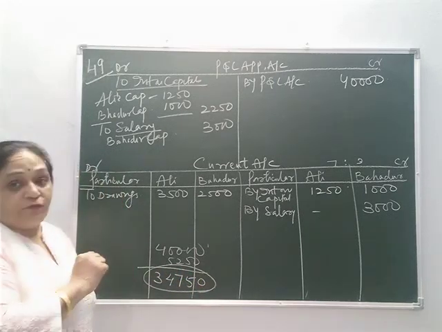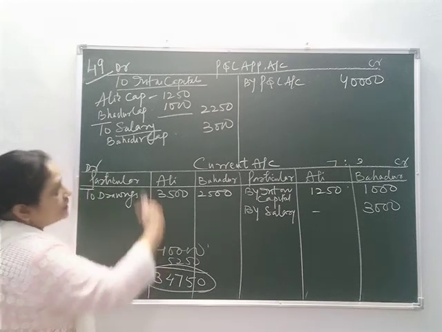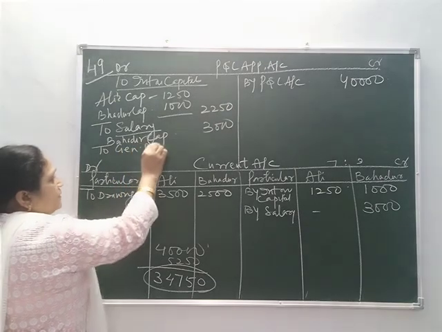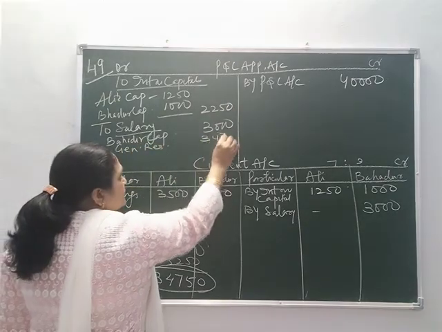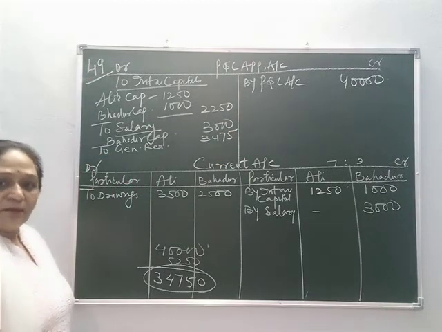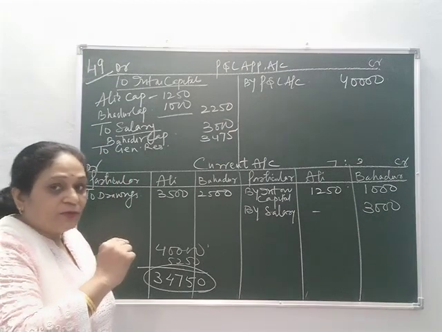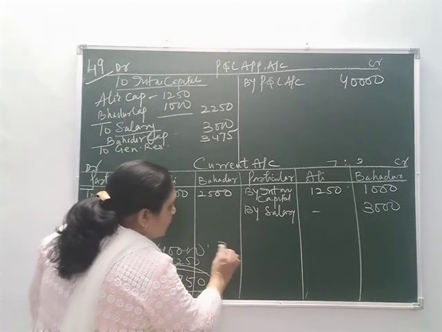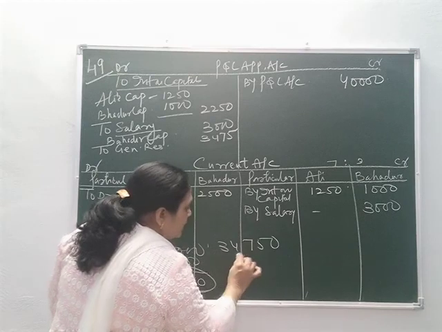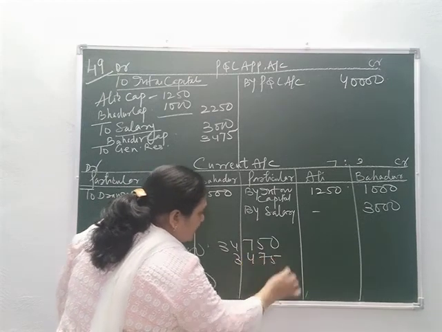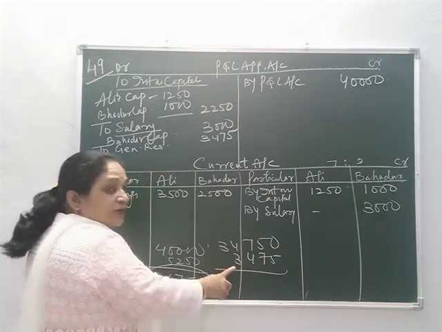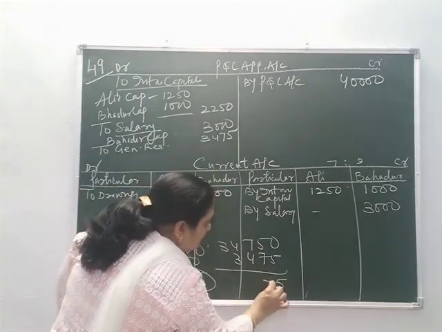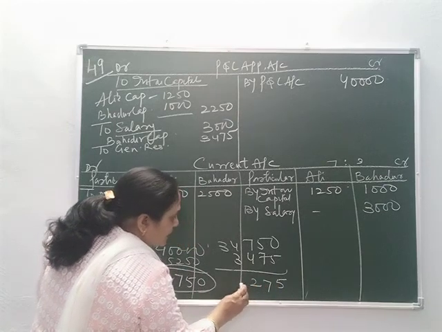This is your divisible profit, of which 10% is to be transferred to general reserve. So to general reserve 3,475. Clear? Are you able to understand? 3,475, 10%. Now from 34,750 you will subtract 3,475 because out of this you have transferred to general reserve. The remaining profit will be divided among the partners.